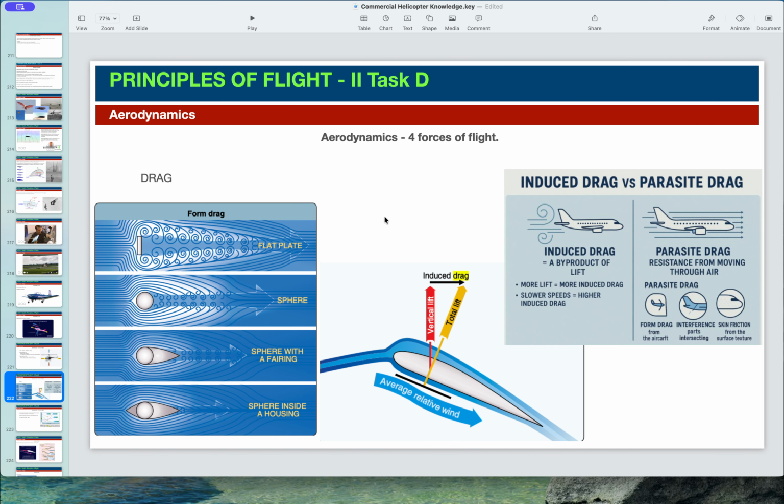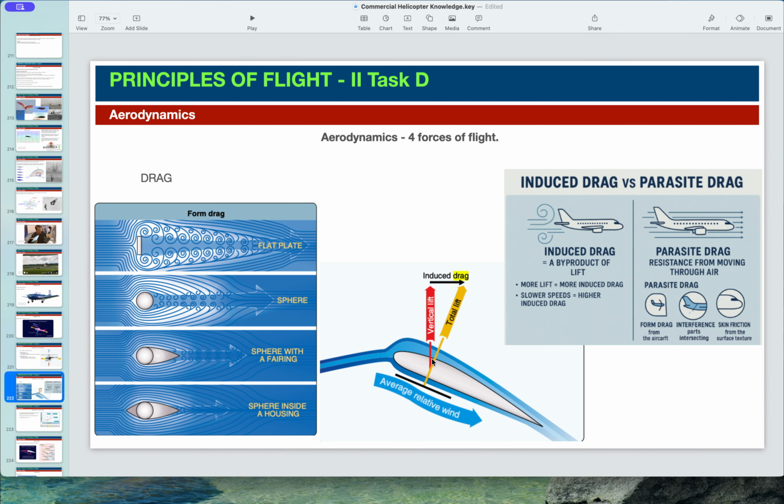We have form drag, which is the top here, that semi-truck blasting through Interstate 70 at 80 miles an hour, burning 50 gallons of fuel or something, right? An hour, just like ripping through fuel. As the shape of the object through the relative wind becomes more aerodynamic, it becomes more efficient. Now, induced drag is a byproduct of lift.